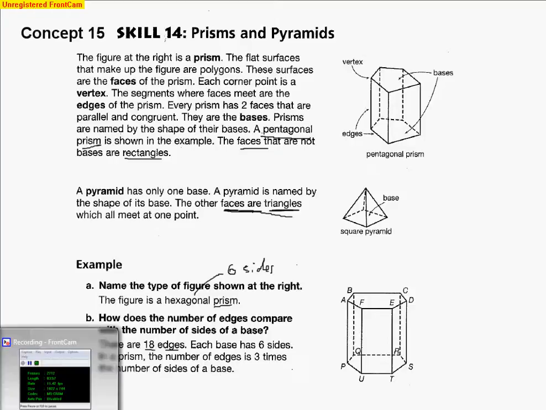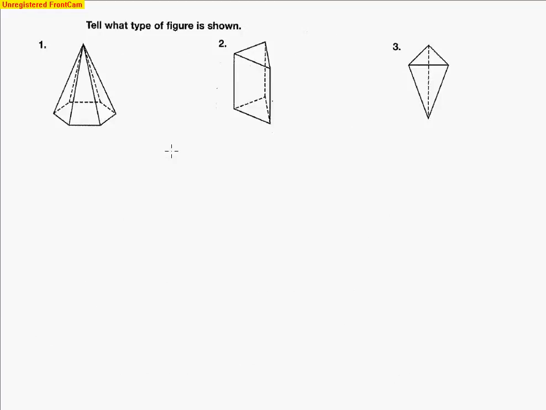So let's take a look at some other examples here. And we are just telling what type of figure is shown. So remember, when we try to figure out the type of figure, we're going to name it by its base. So this is definitely a pyramid because it comes to a point, and now we're going to count up the number of sides. So we have 1, 2, 3, 4, 5, 6 sides. So we call this one a hexagonal pyramid. So when you name the pyramid or prism, you go by how many sides are on the base.